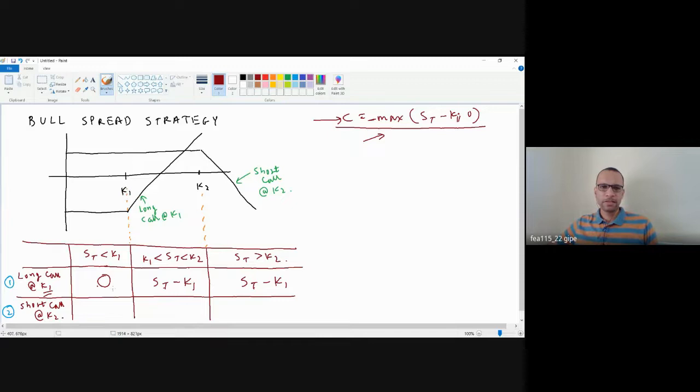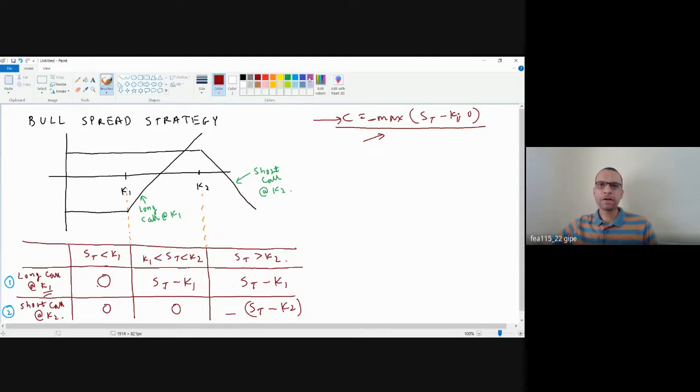Again, for St less than K1, this will remain 0. Again, this will remain 0 as well, and this will be minus of St minus K2. So I can just write it as K2 minus St as well. Now these are my individual payoffs.